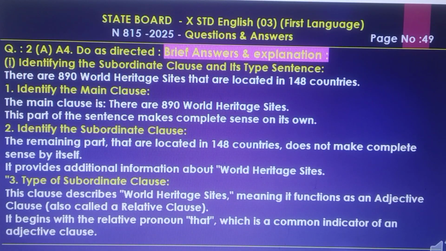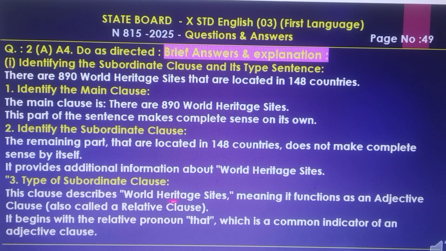Now the brief explanation. Identify the subordinate clause and its type in the sentence: there are 890 World Heritage Sites that are located in 148 countries. Identify the main clause. The main clause is 'there are 890 World Heritage Sites'. This part of the sentence can complete the sense on its own. Identify the subordinate clause. The remaining part, 'that are located in 148 countries', does not make complete sense by itself.